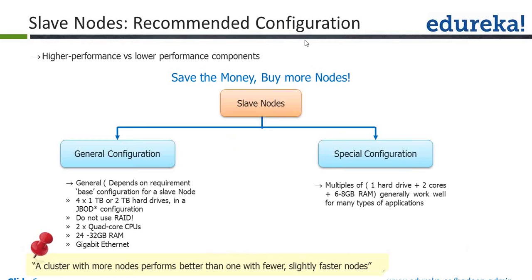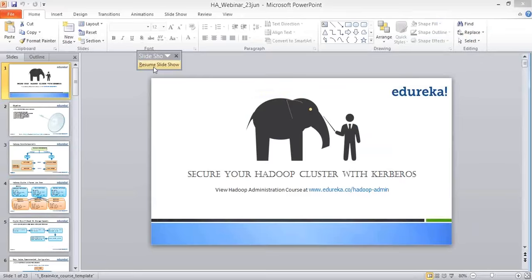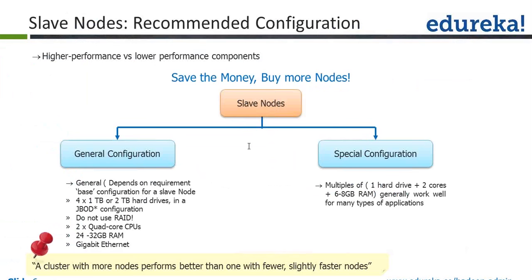The RAID version that we are talking about can be anything, RAID 0 to 9, I think, right? So any of those. So yeah, Rohit, we use RAID for only the name node, not for the data nodes. The one we are talking about here is slave nodes, right? So for the slave nodes we don't use RAID, only for the name node.